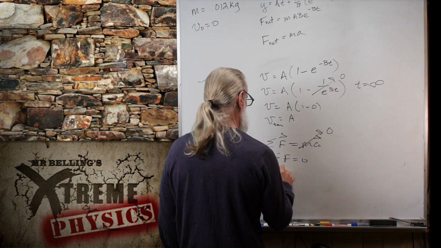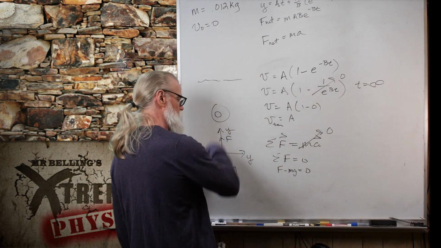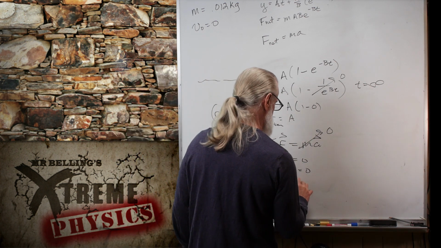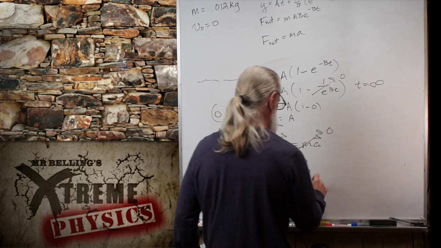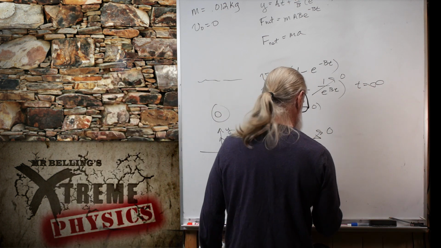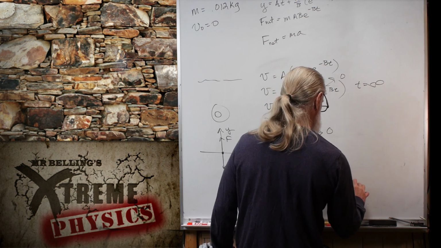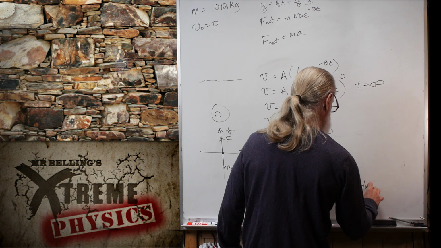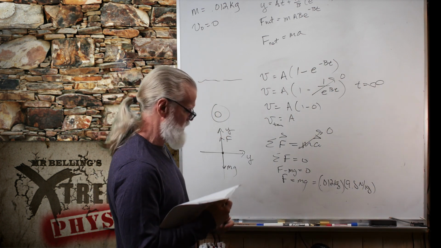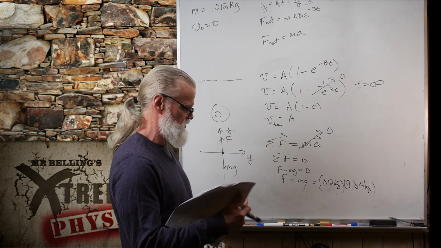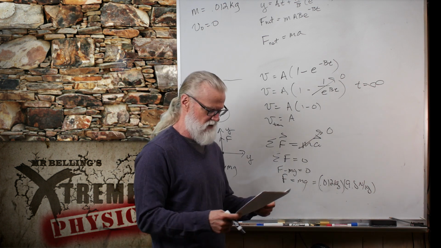So I end up with F minus mg equals 0. I got one force up, one force down. So the force equals the weight. The drag force equals the weight in this case, which I guess is 0.012 kilograms times 9.8 newtons per kilogram. Whatever that is, that's looking like it's about 0.1 something newtons. That's how you do that one.